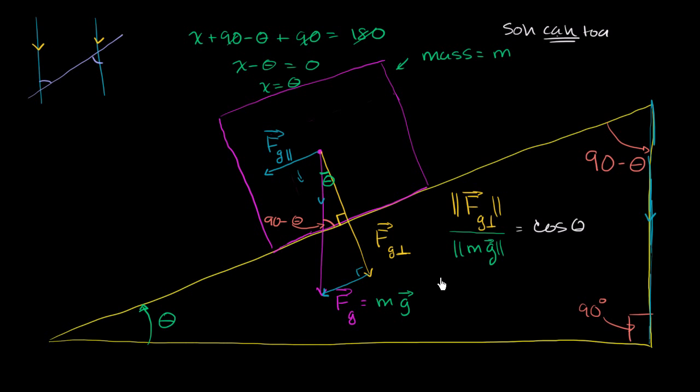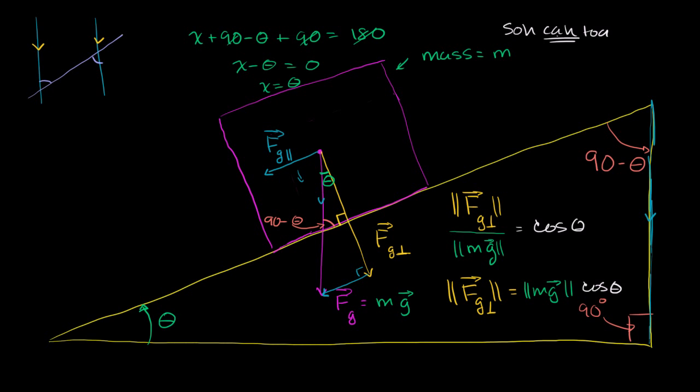Or if you multiply both sides by the magnitude of the hypotenuse, you get the component of our vector that is perpendicular to the surface of the plane is equal to the magnitude of the force due to gravity times the cosine of theta. We'll apply this in the next video, just so you can make the numbers a little bit more concrete. Sometimes just the notation makes it confusing, but you'll see it's really actually pretty straightforward.